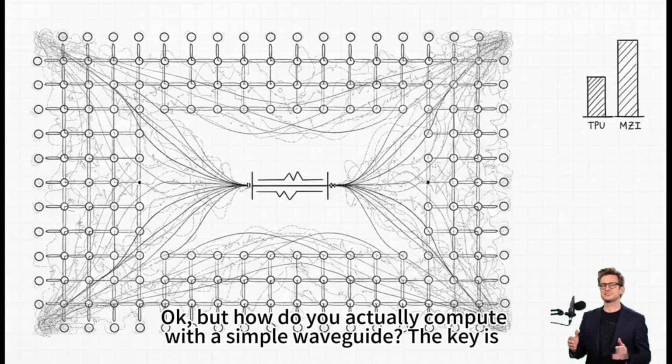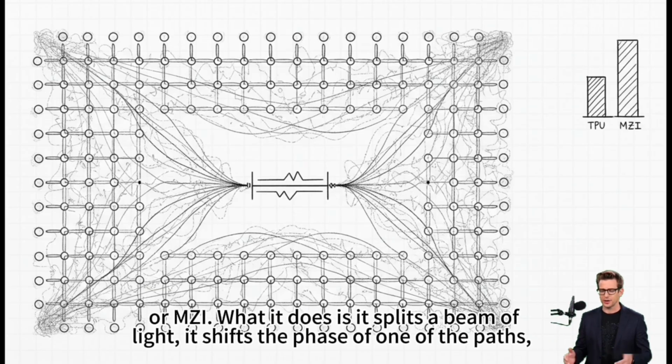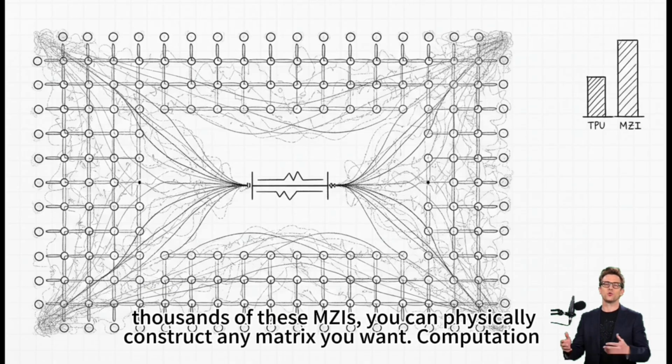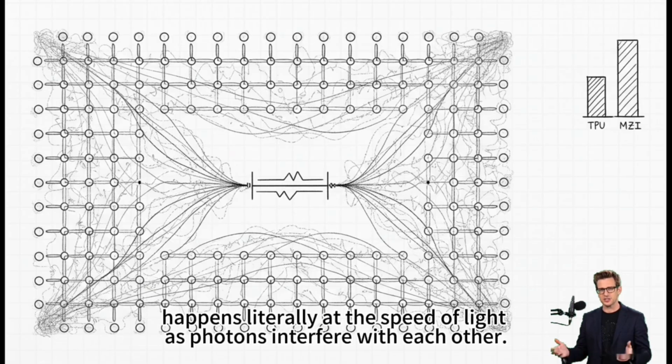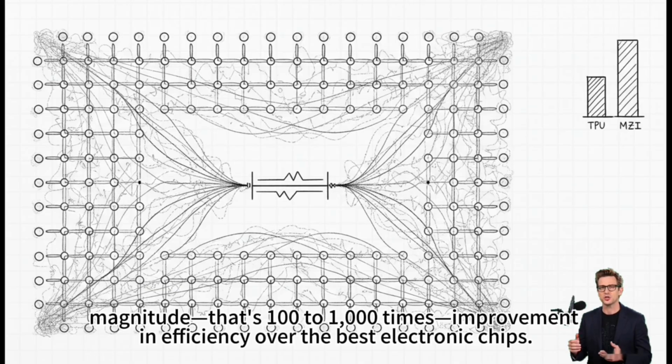Okay, but how do you actually compute with a simple waveguide? The key is this incredible structure called a Mach-Zehnder Interferometer, or MZI. What it does is it splits a beam of light, it shifts the phase of one of the paths, and then it recombines them. Now, the physics here is just beautiful. By building a mesh of thousands of these MZIs, you can physically construct any matrix you want. Computation happens literally at the speed of light as photons interfere with each other. And the economics? Staggering. This whole approach promises a theoretical 2 to 3 orders of magnitude, that's 100 to 1,000 times improvement in efficiency over the best electronic chips.